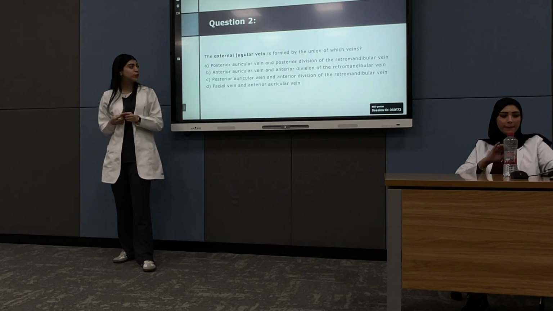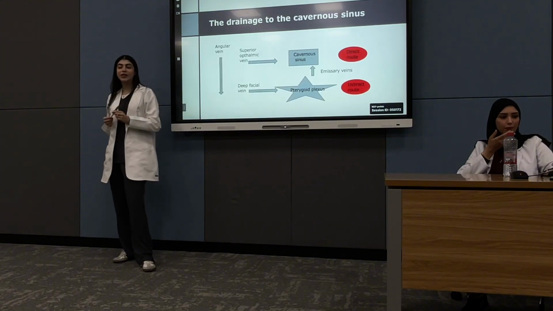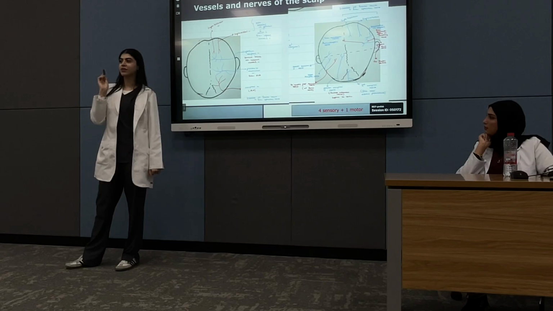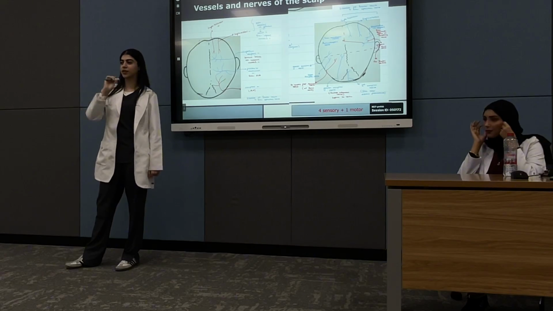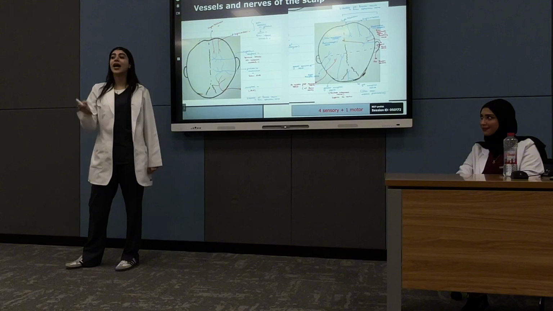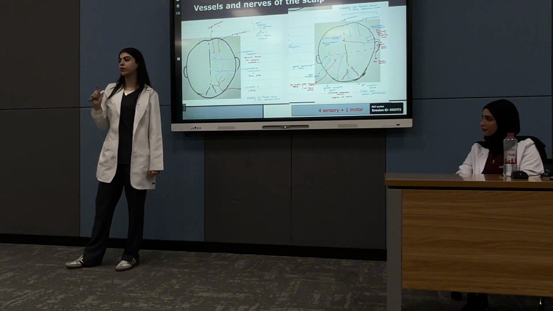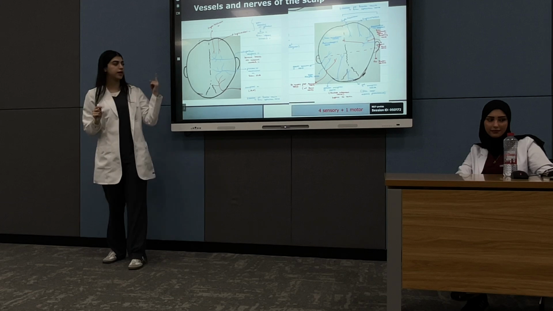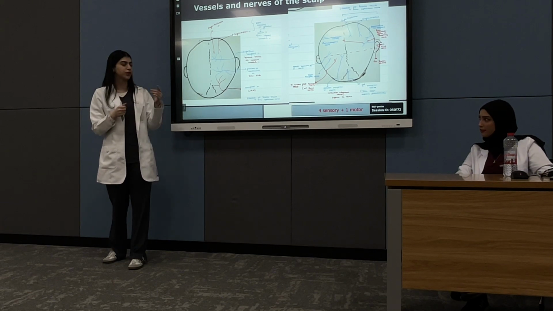Why would we need a motor supply in the scalp? What's an important muscle? Exactly, the occipitofrontalis muscle. The action of this muscle is to raise your eyebrows. That's why we need the facial nerve in the scalp. It provides the supply for the occipitofrontalis.